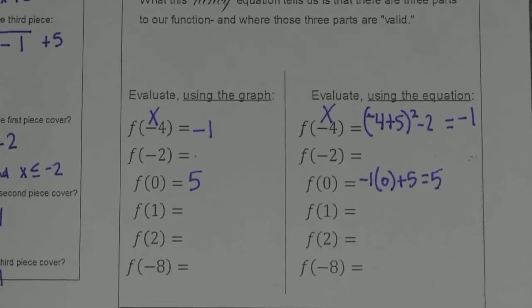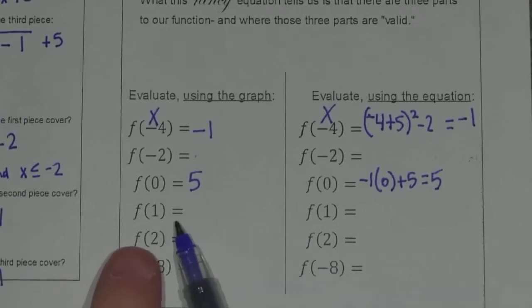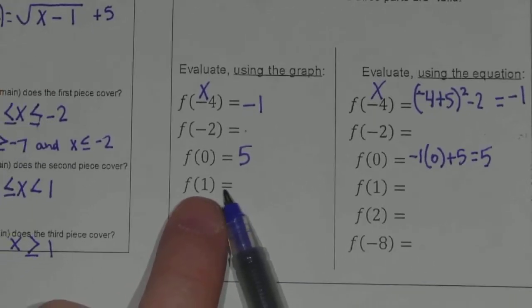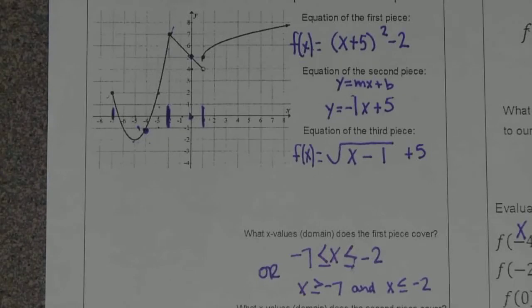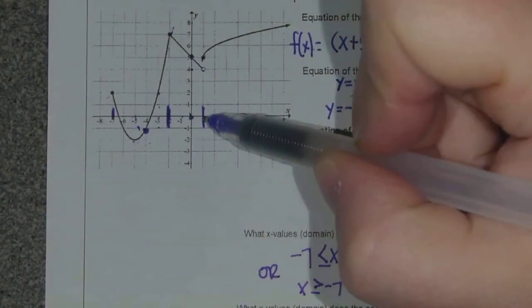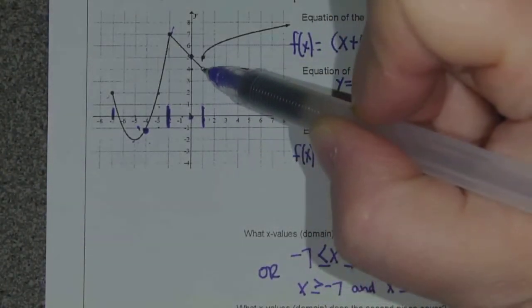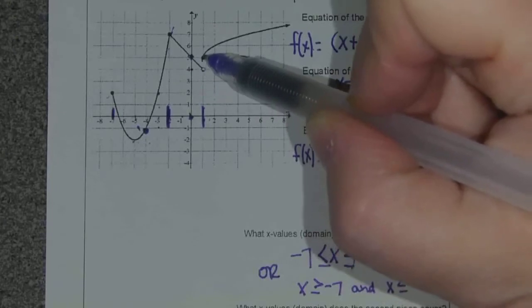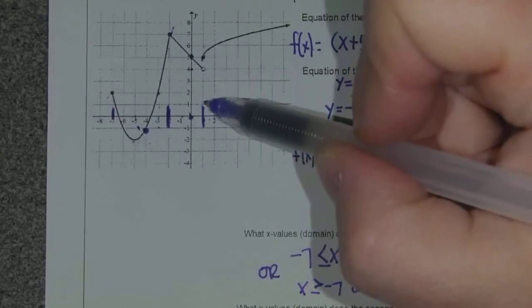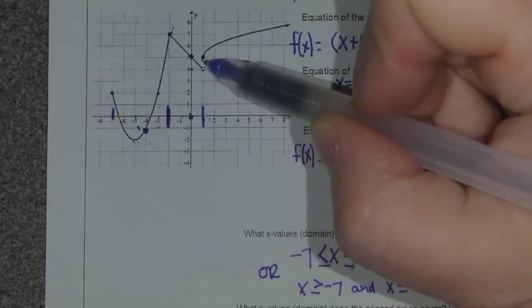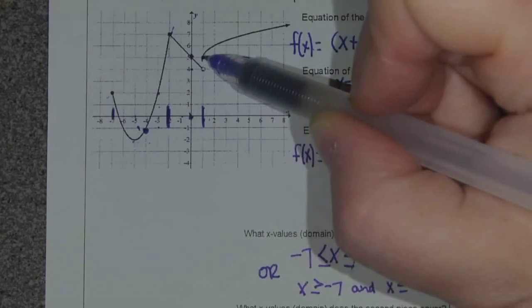Okay, I want to try one more with you because I think that this one could be a little bit confusing. So let's try f of 1. So come over here and look at the graph with me on f of 1 and tell me what you think. So this is your x value of 1. Look, I have two parts of the graph here to look at, but I want to know where it's equal to when x is 1. So which value is it equal to?